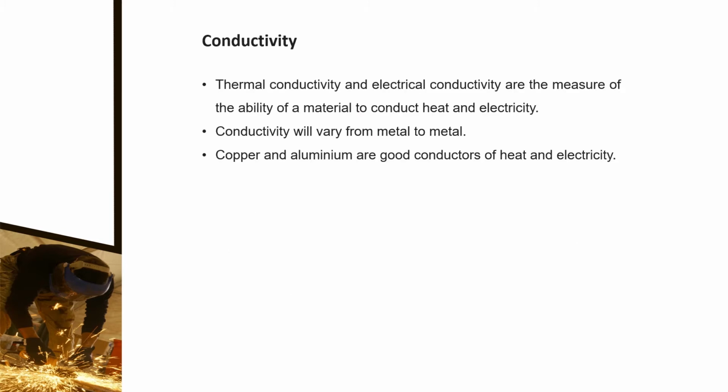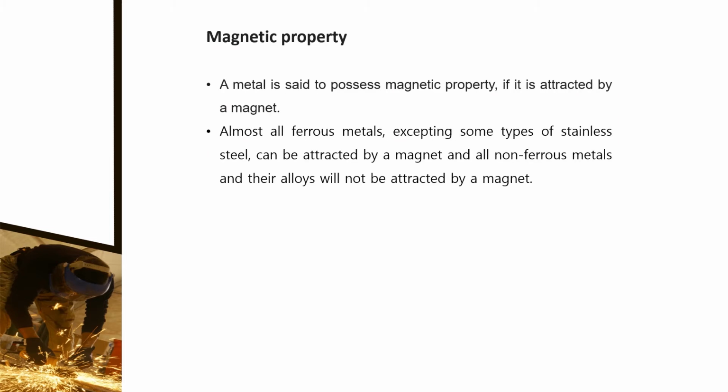Conductivity. Thermal conductivity and electrical conductivity are the measure of the ability of a material to conduct heat and electricity. Conductivity will vary from metal to metal. Magnetic property. A metal is said to possess magnetic property if it is attracted by a magnet. Almost all ferrous metals, excepting some types of stainless steel, can be attracted by a magnet, and non-ferrous metals and their alloys will not be attracted by a magnet.